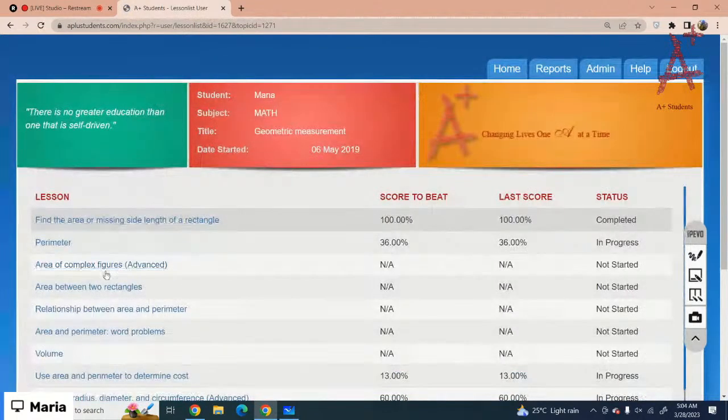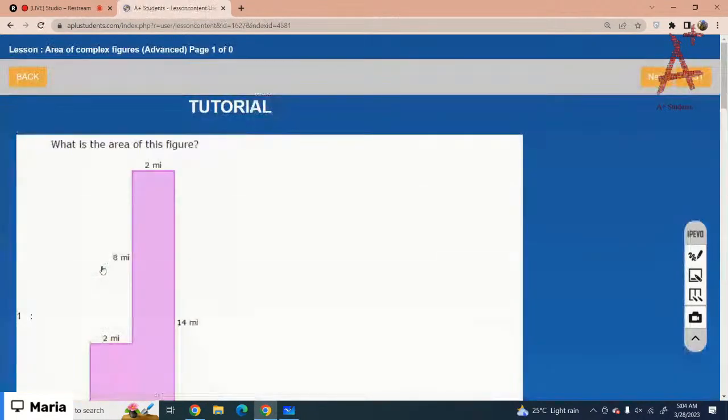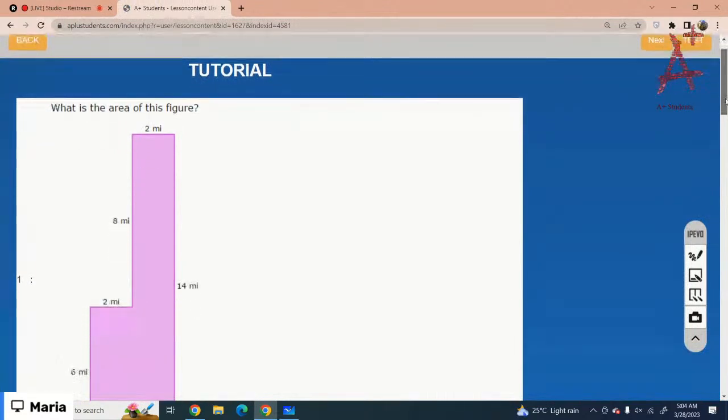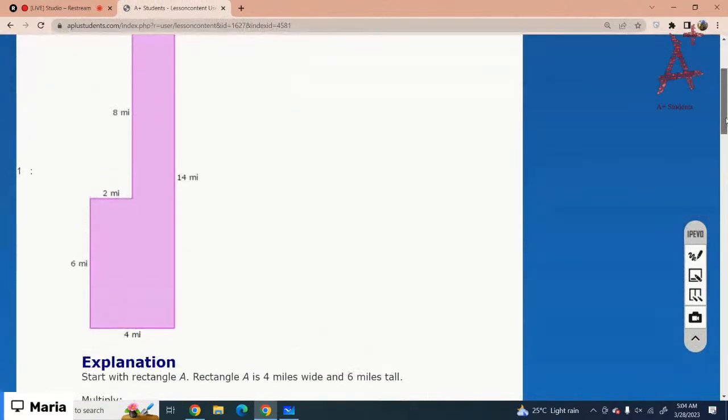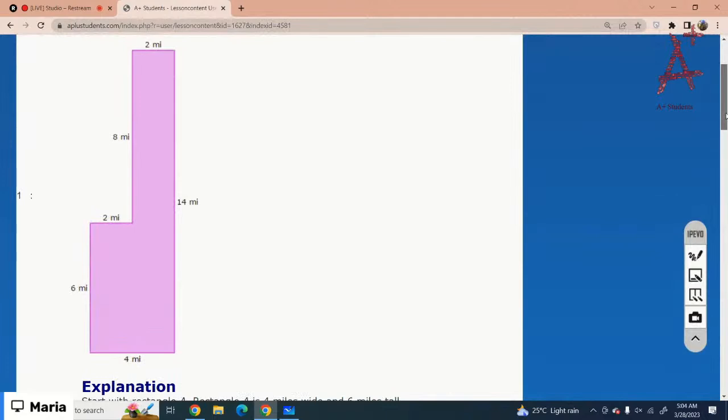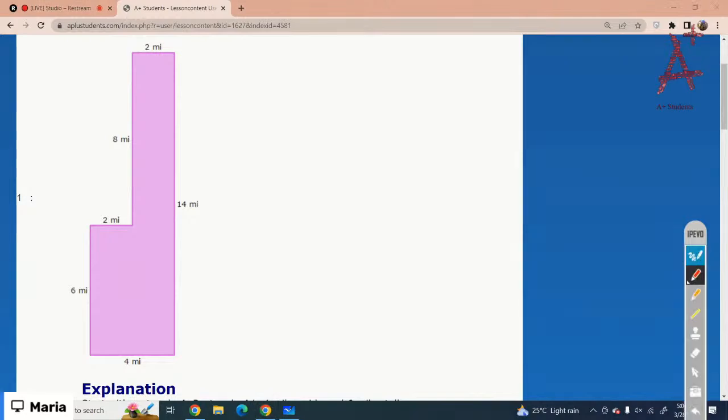Okay. The next lesson is area of complex figures. Now we're going to calculate the area of the complex figures. So how do we calculate? Basically, the complex figures are made up of 2 or 3 figures. So you just divide the figure into 2 or 3 parts and then you have to calculate the area. Got it?